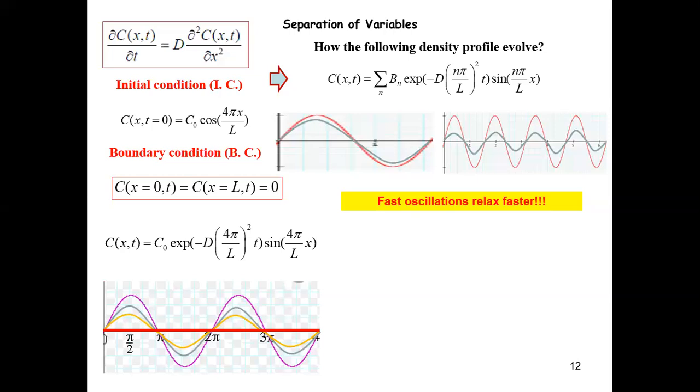Because you have large concentration gradients, you have large flux and flux gradient. So if you have a faster oscillation, a nasty density fluctuation profile, the diffusion is going to do the job of smoothing out these faster fluctuations more rapidly. Okay, this is what we learn from the single mode analysis.